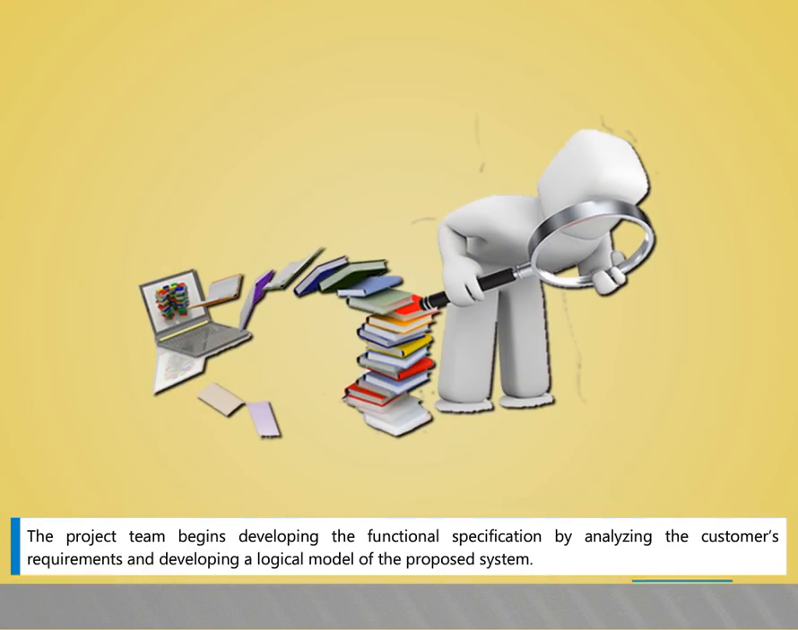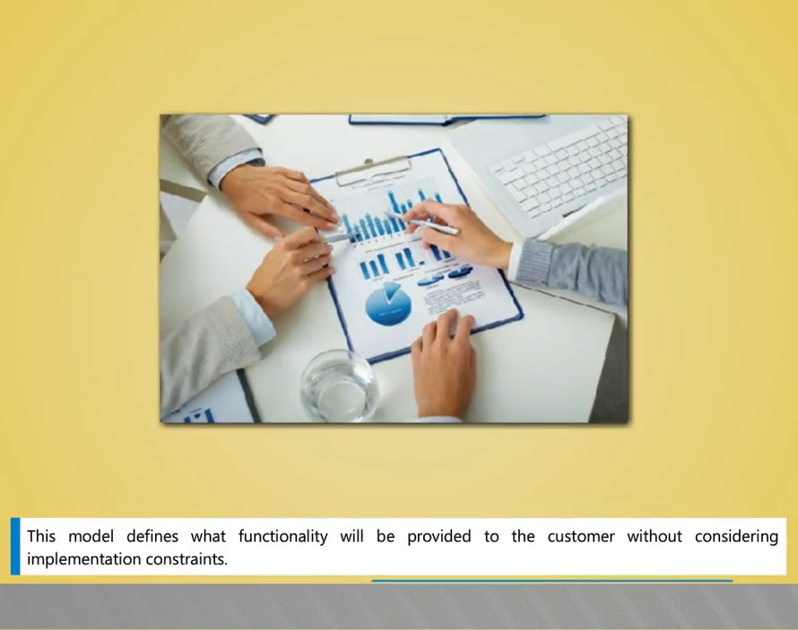The project team begins developing the functional specification by analyzing the customer's requirements and developing a logical model of a proposed system. This model defines what functionality will be provided to the customer without considering implementation constraints.